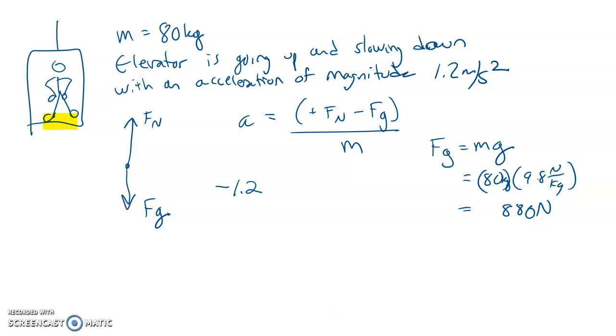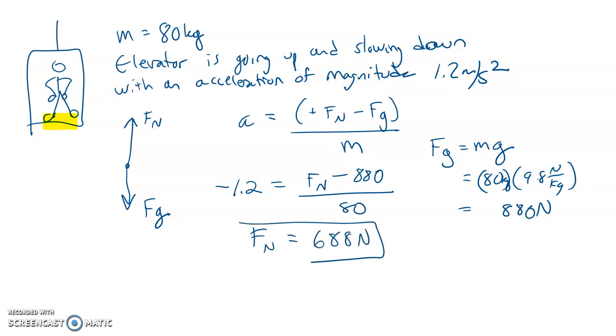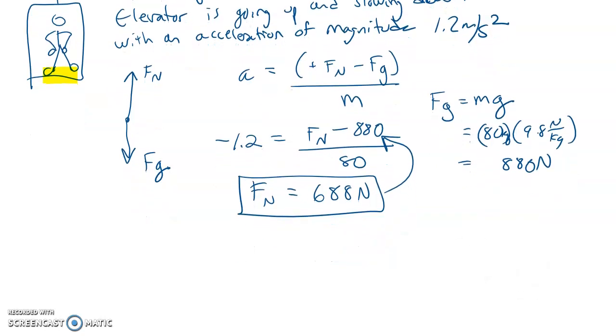Another way to think of that is that in order to make this thing slow down while it's going up, you would have to push down on it. That's the direction of the net force, negative, down. And that's always going to be the same direction as the acceleration. So again, it's negative. All right, so we're going to find the normal force. The force of gravity, as we calculated, is 880 newtons. The mass is 80 kilograms. And so we find out that the normal force here is equal to 688 newtons. In other words, the person feels lighter than their true weight of 880 newtons.